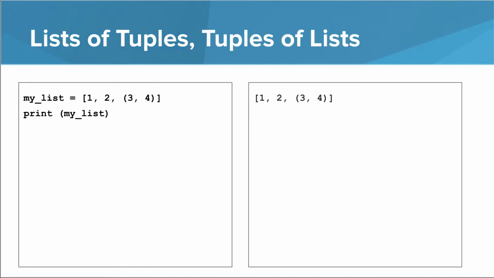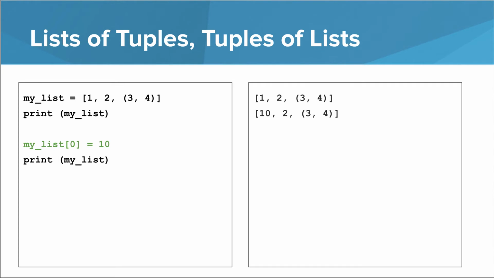The last thing I want to talk about is what you can and can't do when you have a list that contains a tuple and when you have a tuple that contains a list. Let's start with the case where you have a list that contains a tuple. Remember, lists are mutable and tuples are immutable. So what can you do with this list?